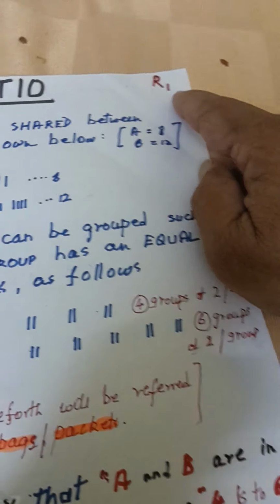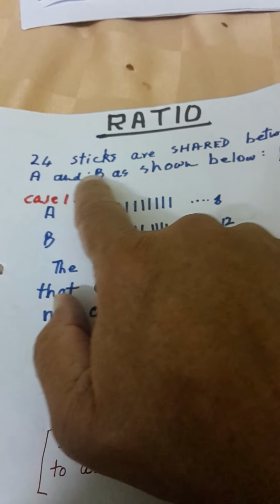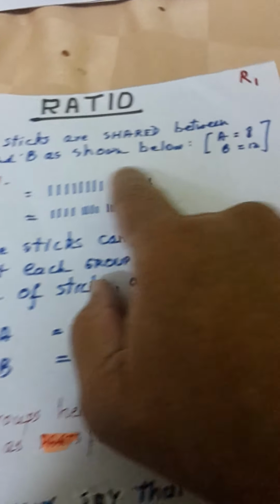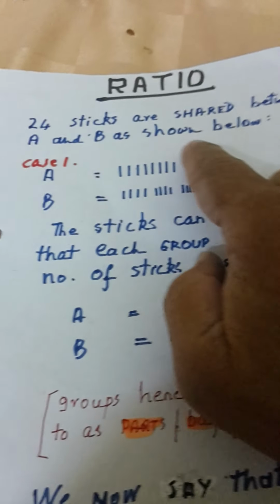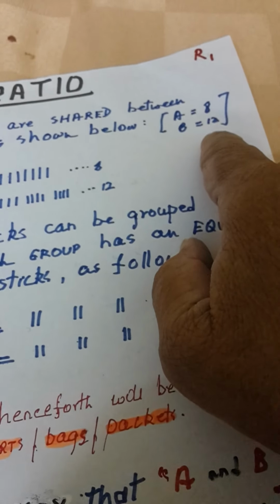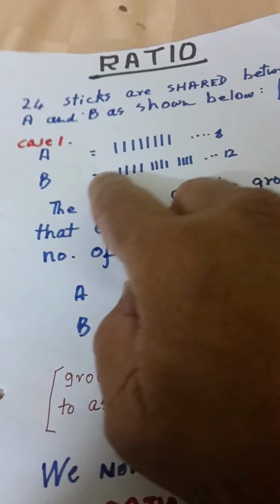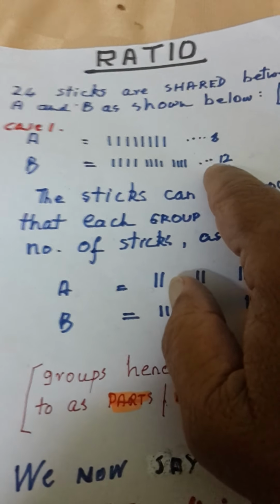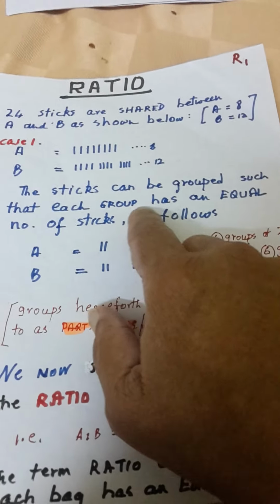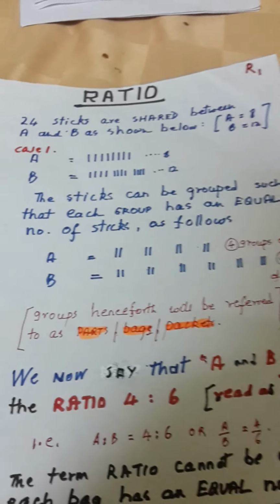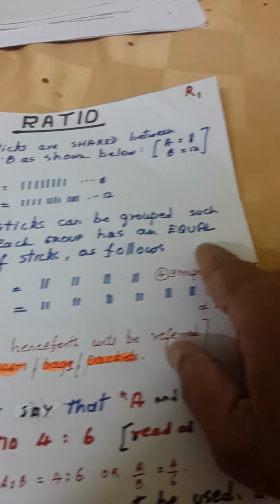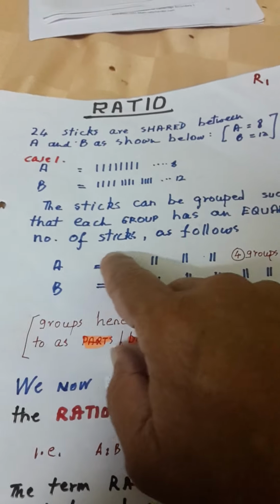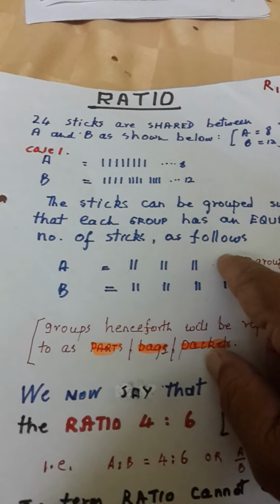This is an introduction. 24 sticks are shared between A and B as shown below. A is 8, B is 12. Same thing here in a different form. So the sticks can be grouped such that each group has an equal number of sticks as follows. Understand this statement well.